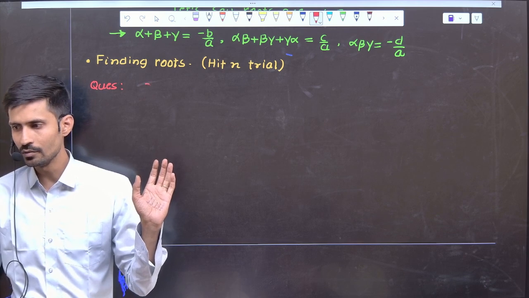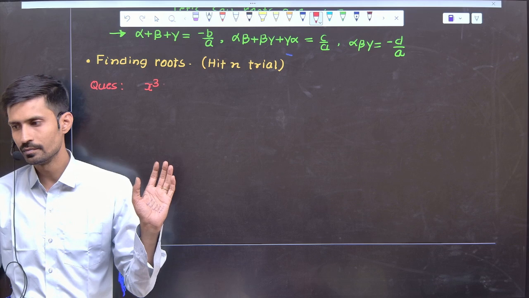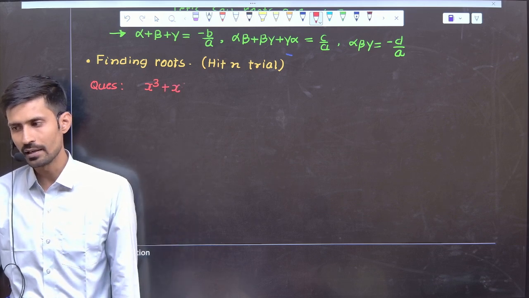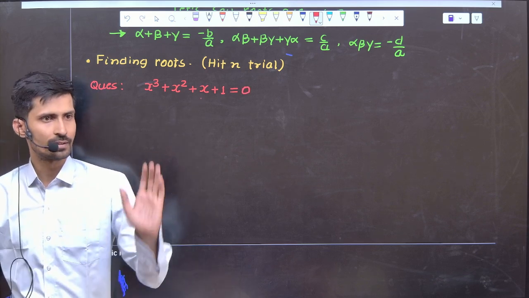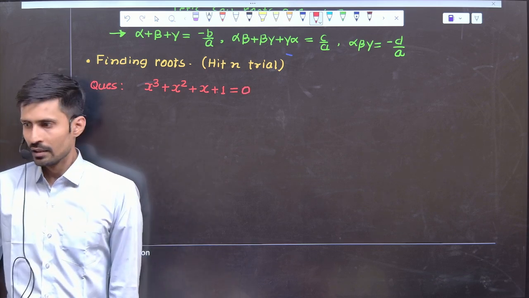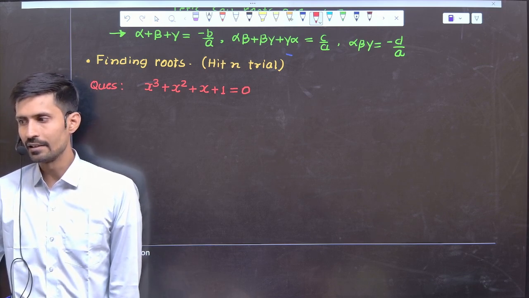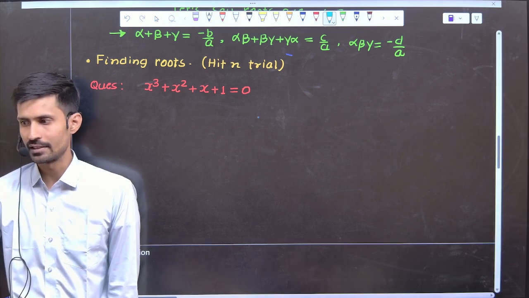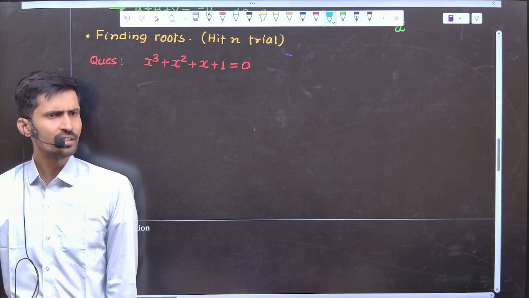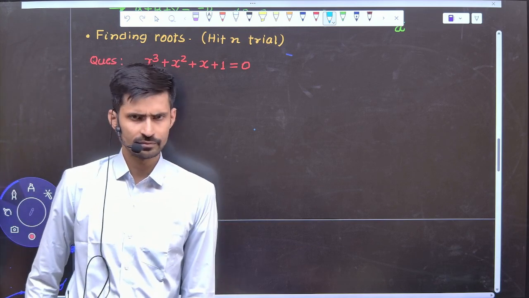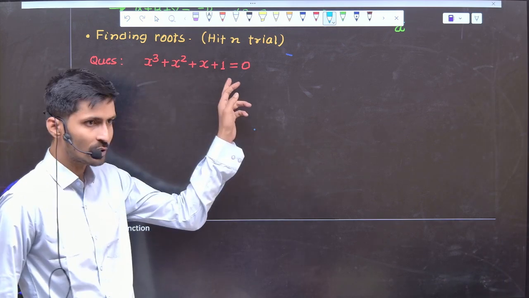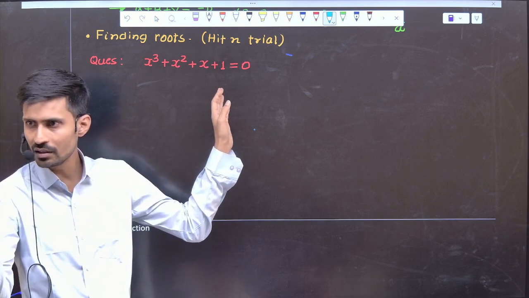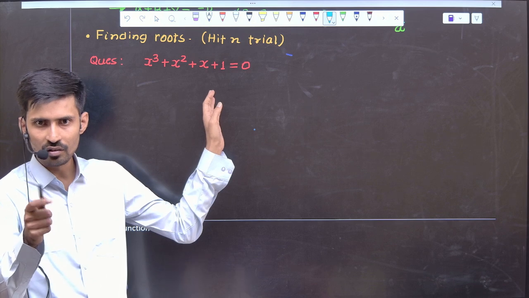Now always listen to each step clearly. Suppose I am giving you x cube plus x square plus x plus 1 is equal to 0. I am saying find the root of this. Now which method will I apply? Hit and trial method. What is hit and trial method? First understand. Hit and trial method is guessing from your own side. Whenever I give you a cubic equation and tell you to find its root, all are listening now?